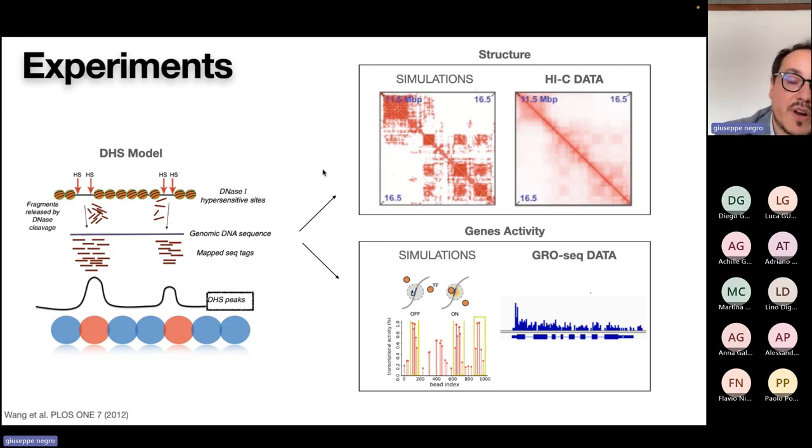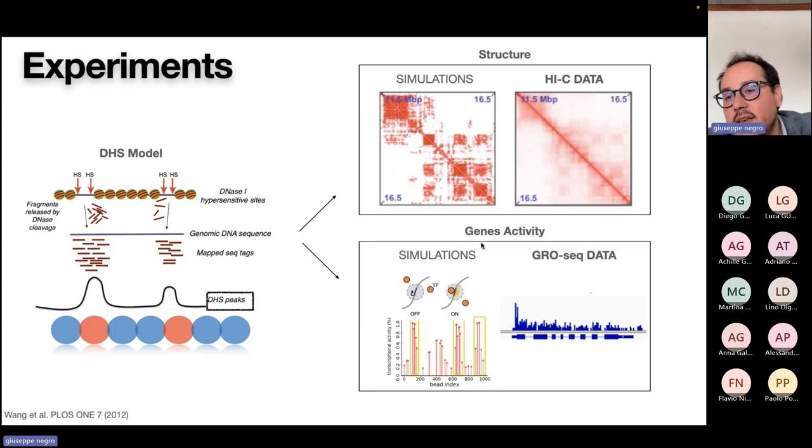And you can perform molecular dynamics simulations, and you have to compare your results with structural data, the Hi-C data, which is actually a contact map. It gives the frequency of contacts of chromatin in experiments. This is quite easy to do in simulations, and these are standard polymer physics contact maps.